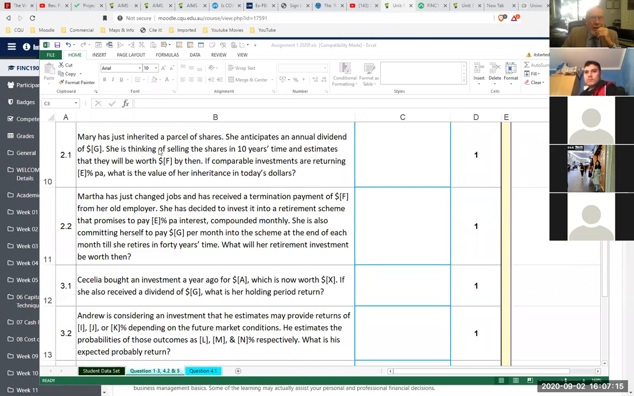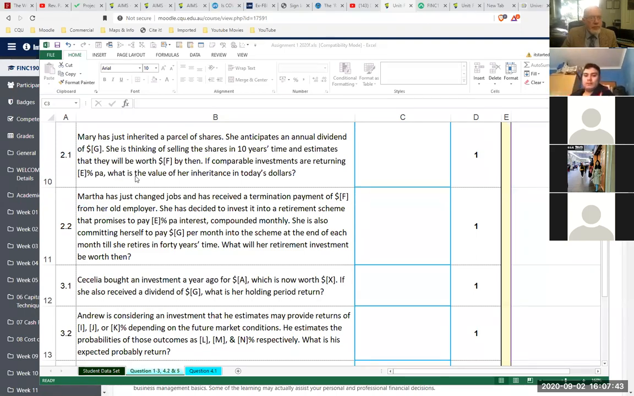Mary has just inherited a parcel of shares. She anticipates an annual dividend of so many dollars. She is thinking of selling the shares in 10 years' time and estimates that they will be worth F dollars by then. Okay. The question is what's involved in the question. Would somebody like to just give their idea of what the answer to that question is?